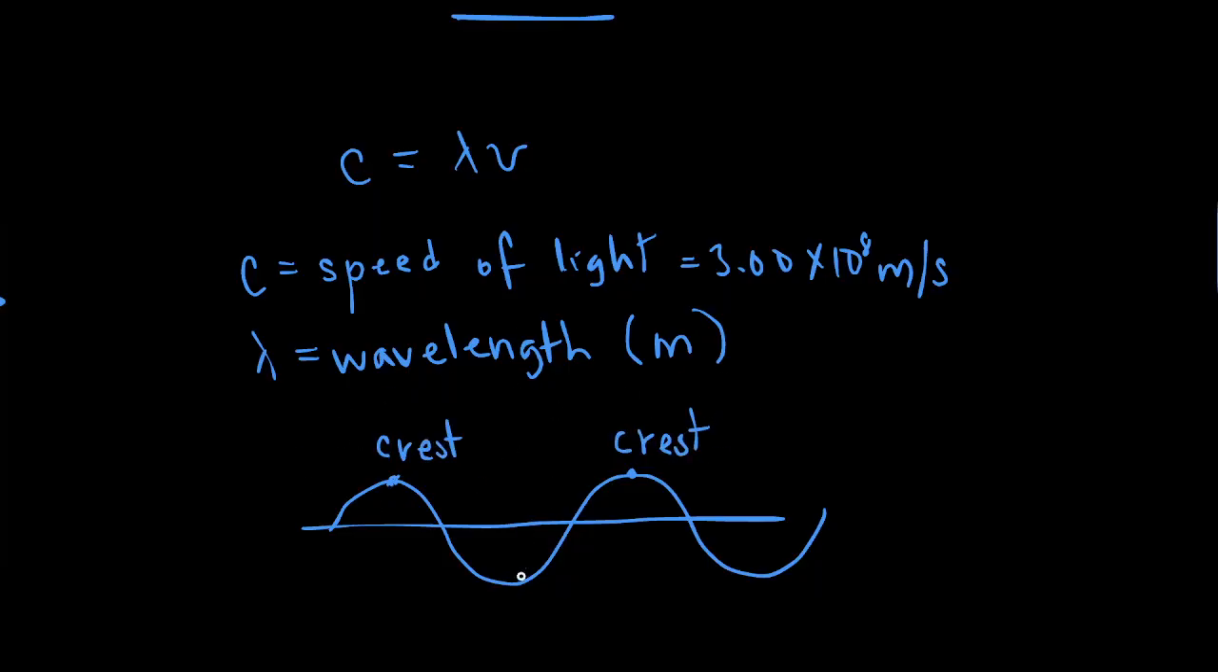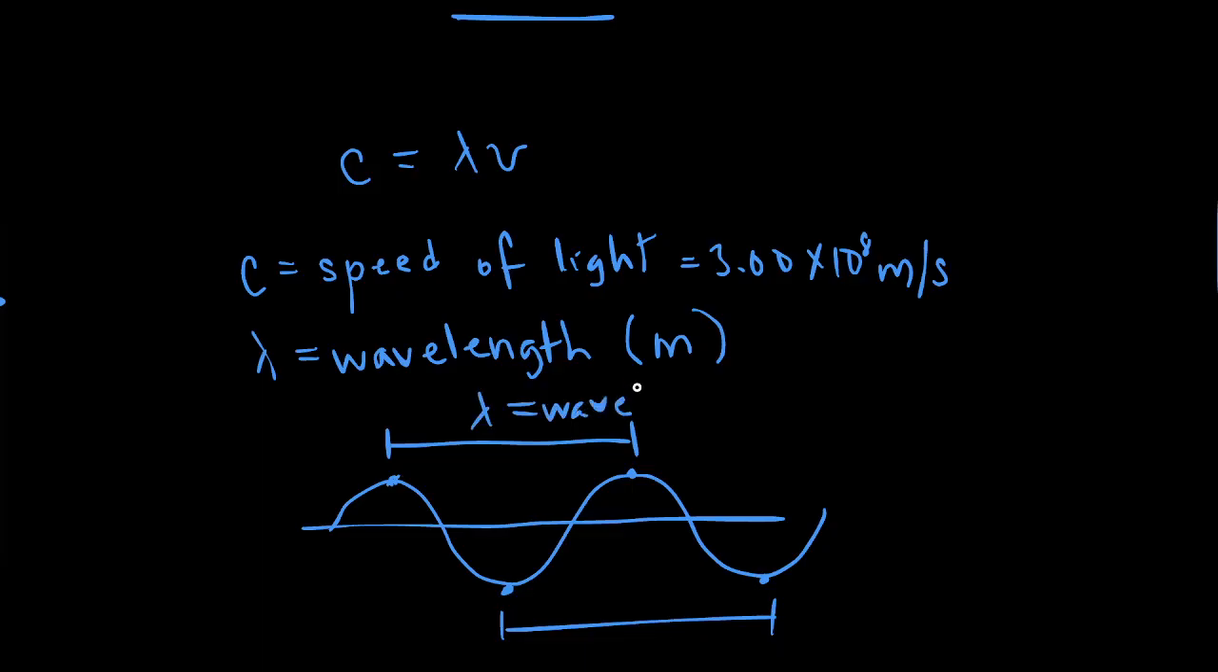On the bottom, these also have a name. These are your troughs. So we have our crests and our troughs. And so, what is the wavelength? Well, the wavelength is going to be the distance from one crest to another, or from one trough to the next trough. This distance is going to be our lambda. This is our wavelength. So that is what we're talking about when we say wavelength.